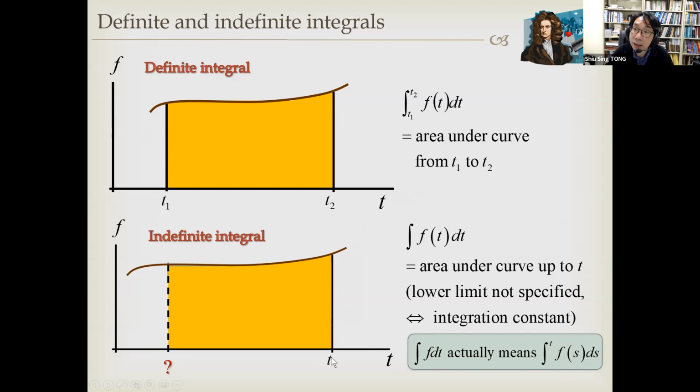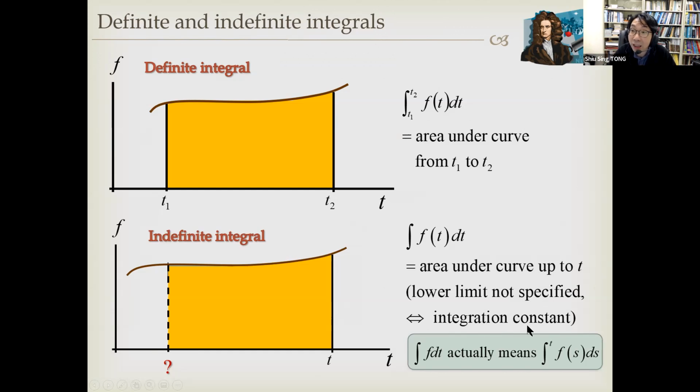of t. But how about the lower limit? Well, the lower limit I haven't specified, so I don't know where it is. It may be somewhere here, it may be somewhere there. I don't specify the lower limit. So the indefinite integral in this sense only represents the area under the curve up to a certain variable t, and the lower limit is not specified. And the lower limit not being specified is equivalent to carrying an integration constant.